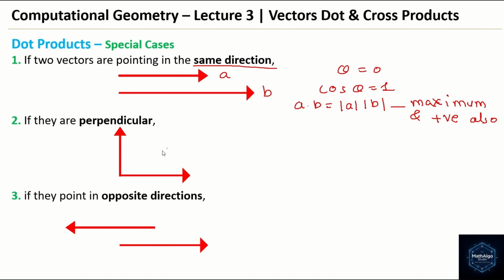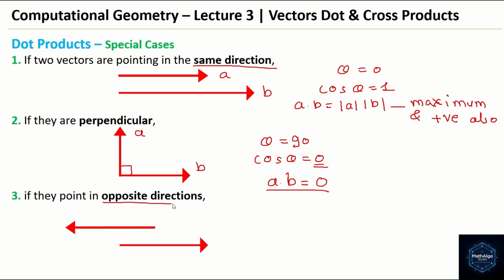Now move to the second case. If the two vectors are perpendicular to each other, the angle between them is 90 degrees. And we know that cos 90 degrees is 0. That means the dot product becomes 0. This gives us a very powerful test. If the dot product of two vectors is 0, then the vectors are perpendicular. This idea is heavily used in geometry, graphics, and collision detection.